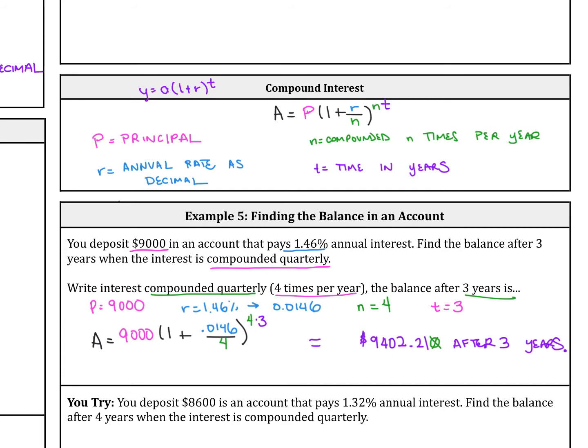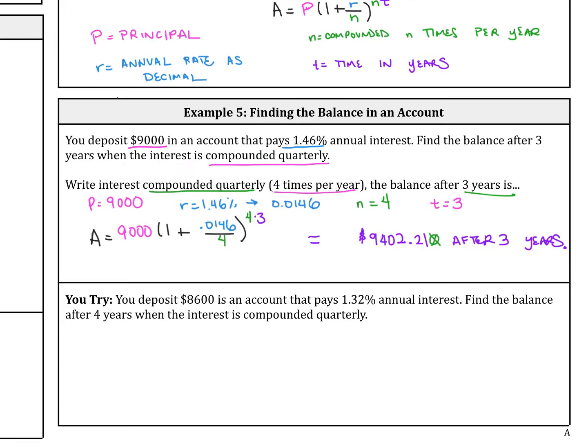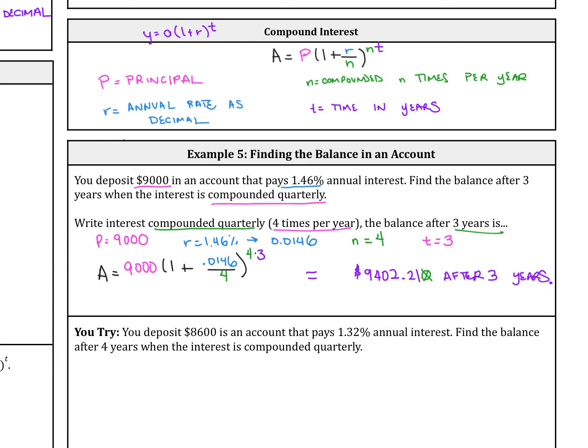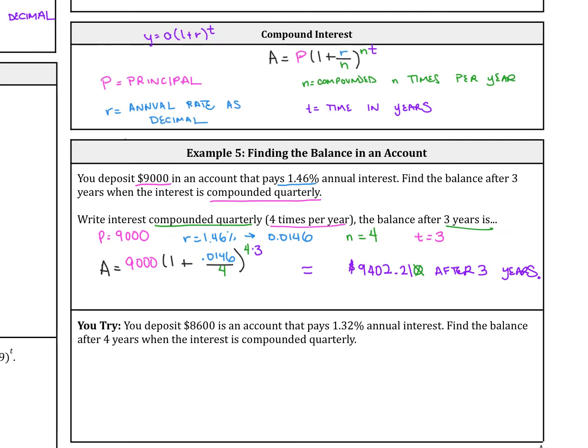Okay, so try this example here. You deposit $8,600 in an account that pays 1.32% annual interest. Find the balance after 4 years when the interest is compounded quarterly. The big thing is being able to write the formula first, write the model. This is the big piece that I will be looking for. And then after that, try plugging it in your calculator. So pause the video and try this out.